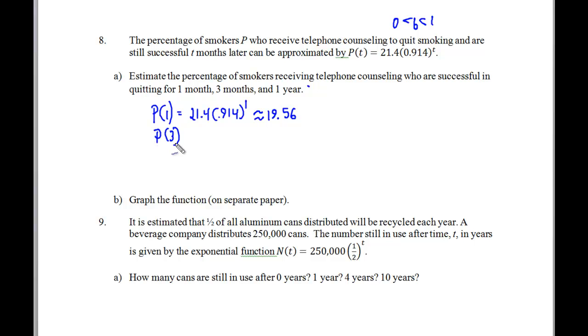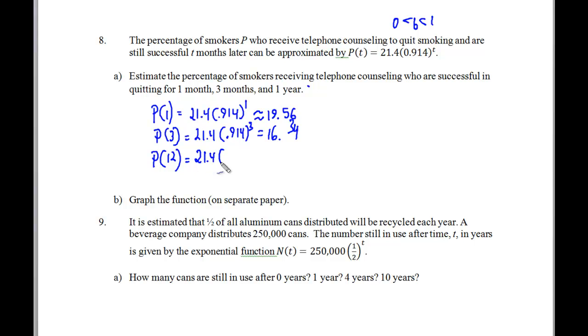In 3 months, you're going to type in your 21.4 and your 0.914 raised to the third power. And what this does is it will show you that after 3 months, you're only going to have 16.34. Sorry that I wrote that weird. 16.34 people left. So in this situation, you're going to see that after 3 months, you're still losing people. Now, remember, this is a failure rate of only about 9%.